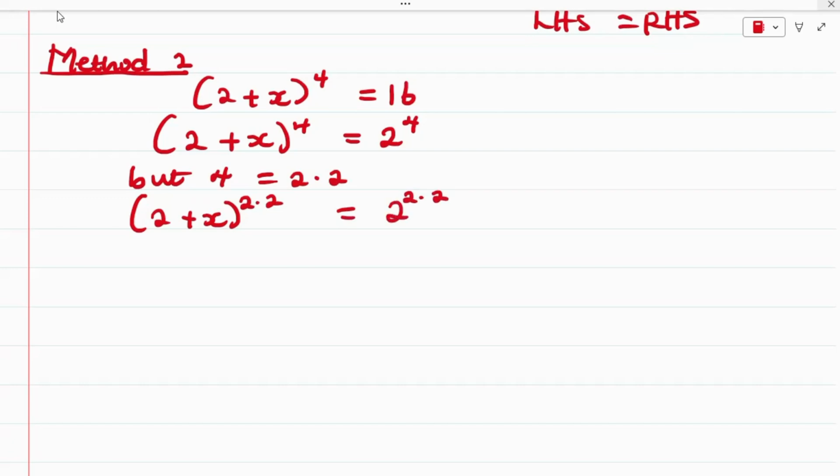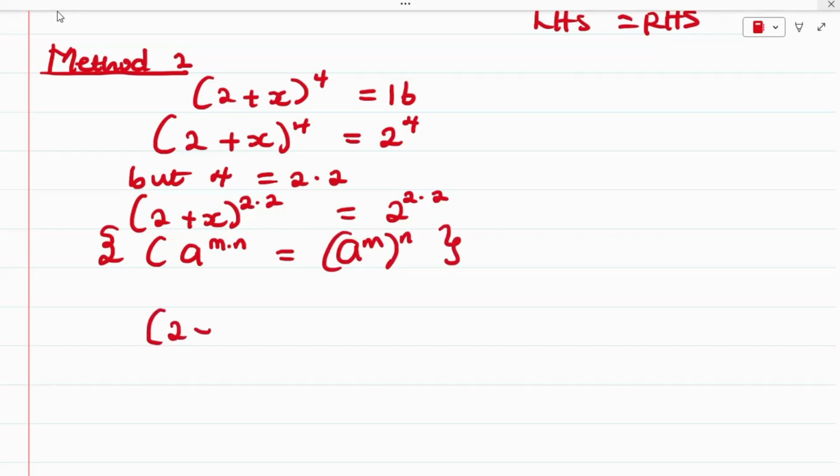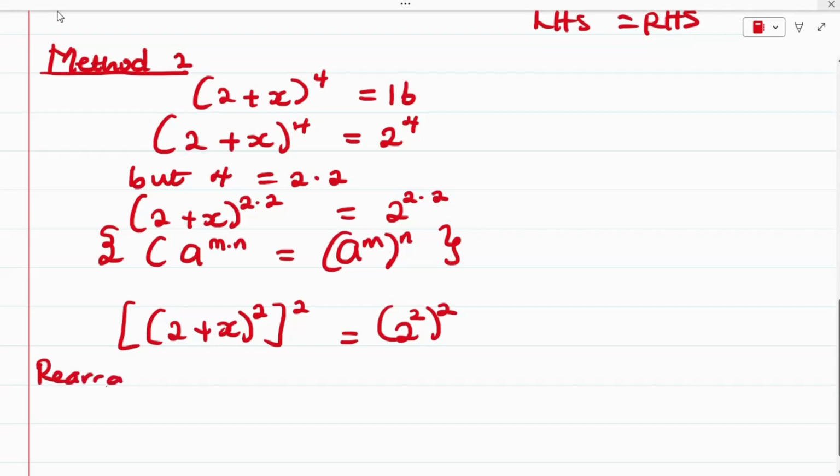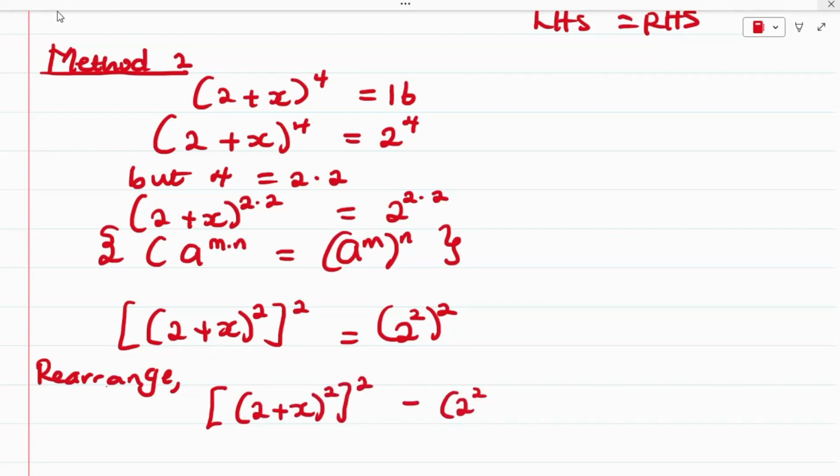Applying this property that says if we have a raised to the power of m times n, this is equal to a raised to the power of m, all raised to the power of n. So applying this property, we have ((2 + x)^2)^2 equal to (2^2)^2. The next thing we want to do is to simply rearrange and set this equation to 0. So we have ((2 + x)^2)^2 - (2^2)^2, and this is equal to 0.